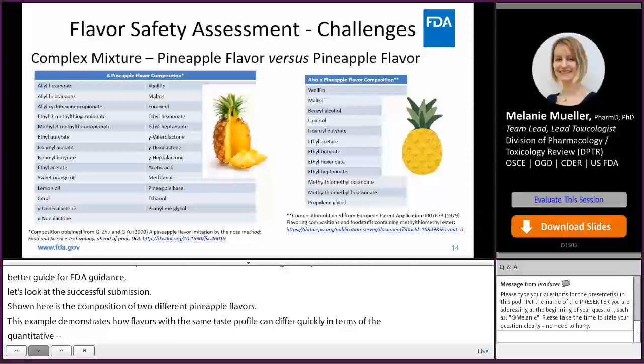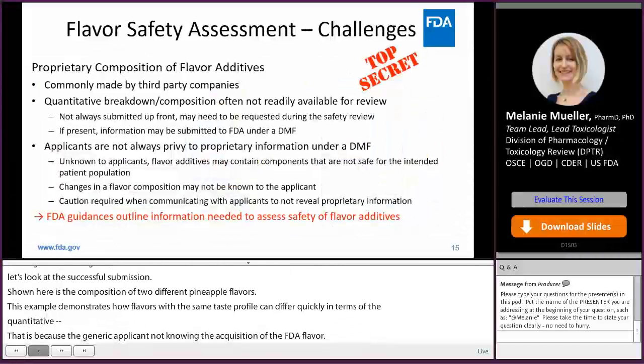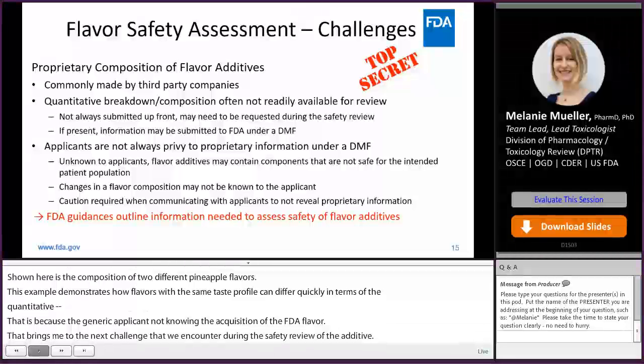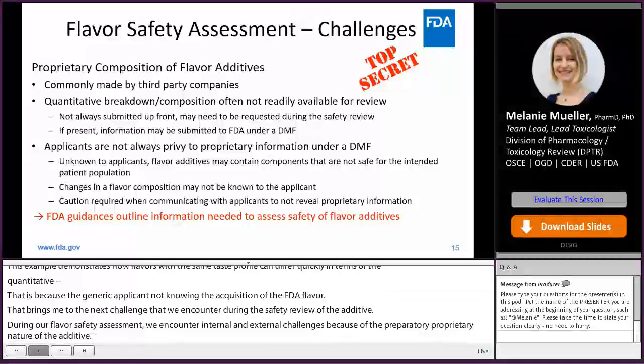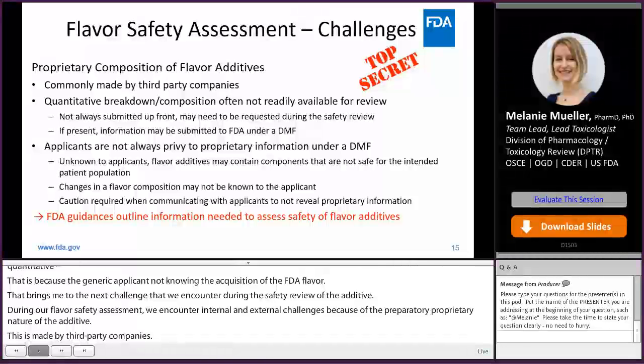And that brings me to the next big challenge we very often encounter during safety review of flavor additives. During our flavor safety assessment, we commonly encounter internal and external challenges because of the proprietary nature of flavor additives. Usually, the composition of flavors is proprietary because they're commonly made by third-party companies. Internally, that's sometimes causing a delay in review because the quantitative breakdown of a flavor is often not readily available for our review, and we need to request it during the review.